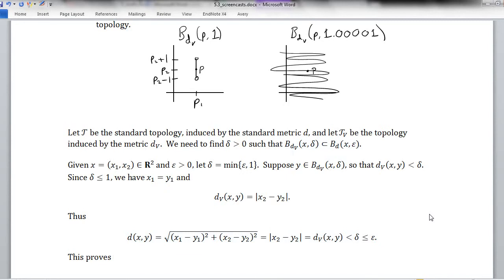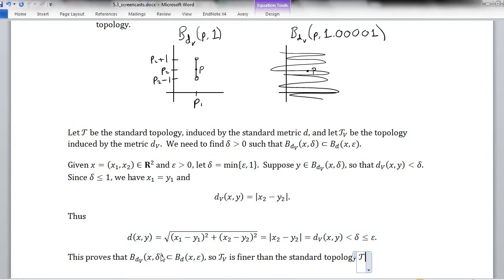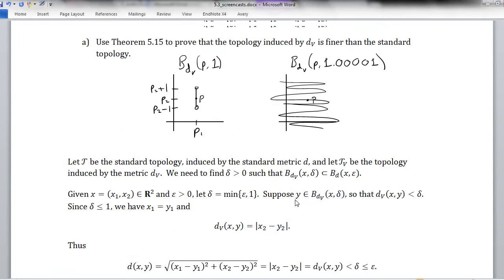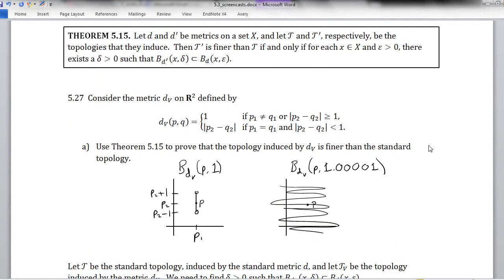And that does it. This proves that we have this inclusion. Right? So the topology T sub v is finer than the standard topology T by our theorem 5.15 up here at the top.